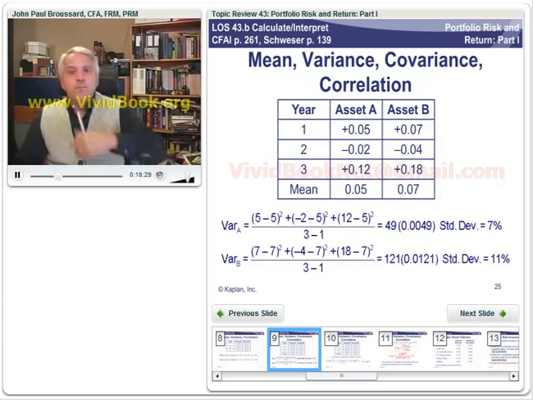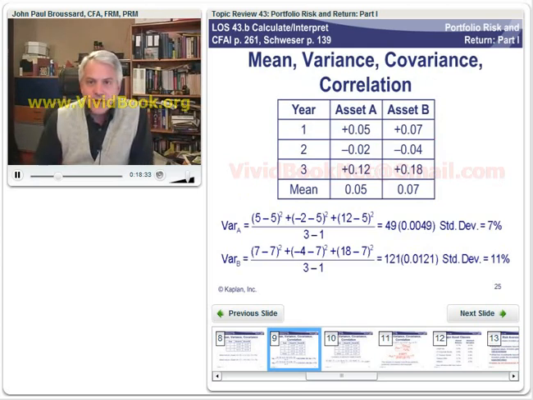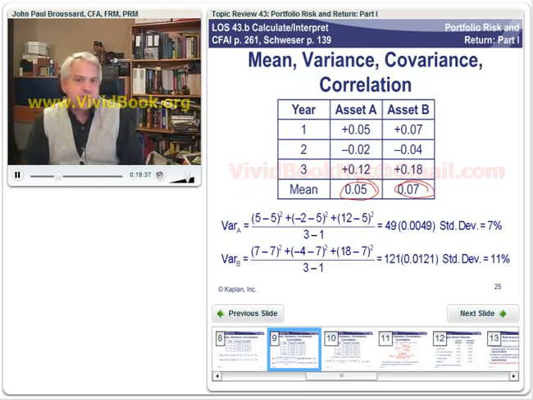So we calculated the mean for each one. For asset A, it's 5%, and for asset B it's 7%. And now what we'd like to do is calculate the standard deviation. Well, the standard deviation is just the square root of the variance.